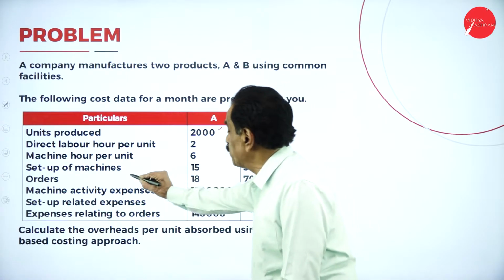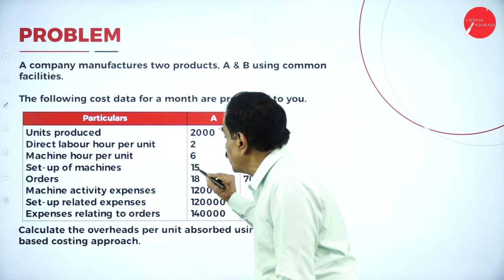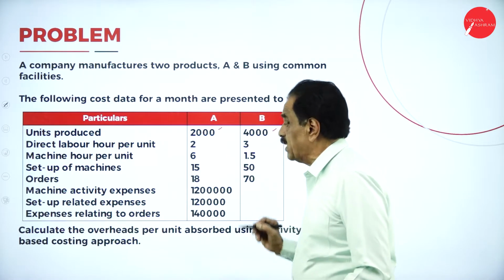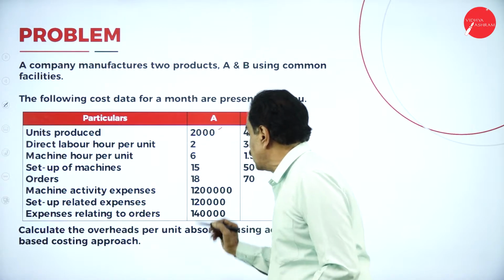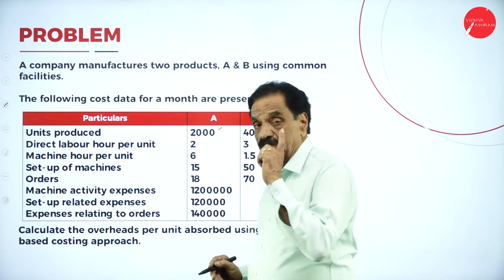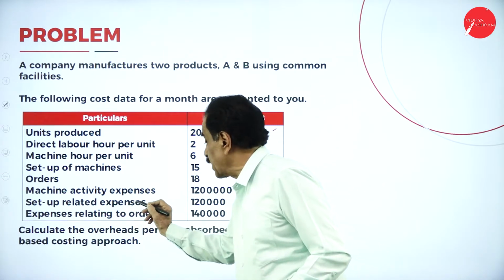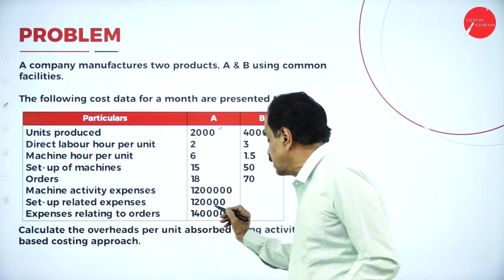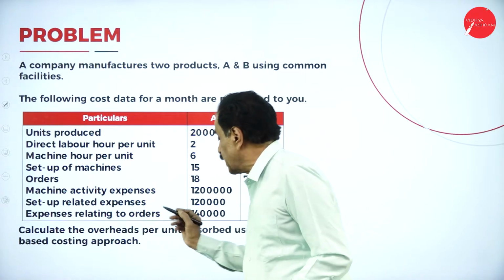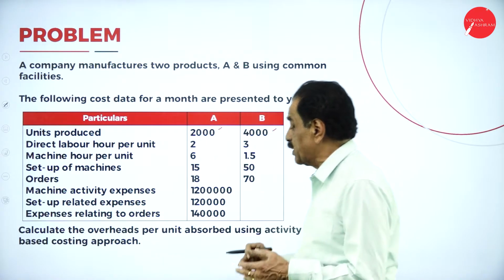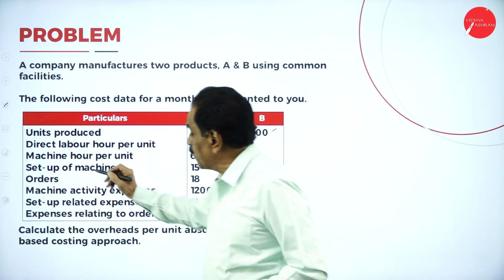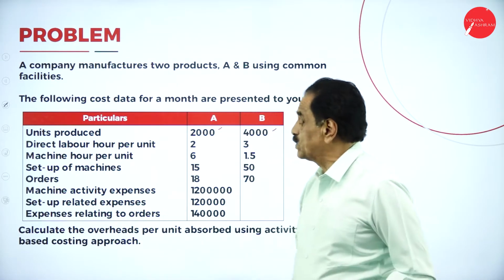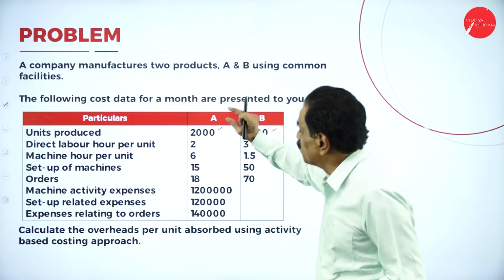Then setups: 15 setups for A and 50 setups for B. Orders are 18 orders and 70 orders. Machine activity expense is 12 lakh. Setup related expenses are 1,20,000. Expenses related to orders are 1,40,000. Calculate the overhead per unit using the activity based costing approach. The three activities are machine activity expenses, setup related expenses, and order related expenses. This is most important here.